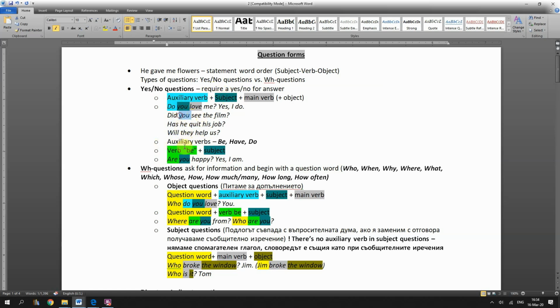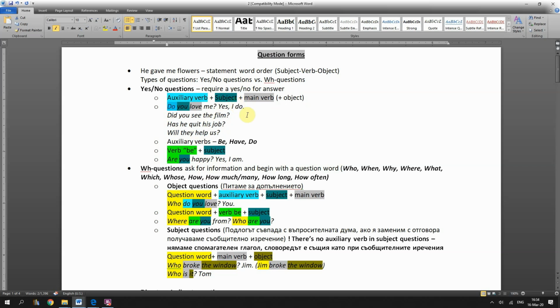Subject, this is the subject, this is the subject, this is the subject. Main verb. Here, quit, help. So, this is how you form yes or no questions. Start with the auxiliary, put the subject, the main verb. If you have an object and everything else, they come after.